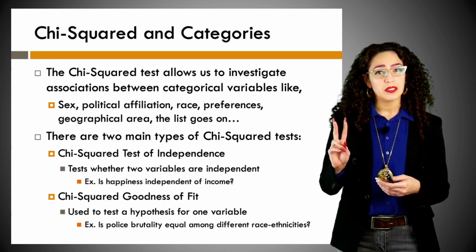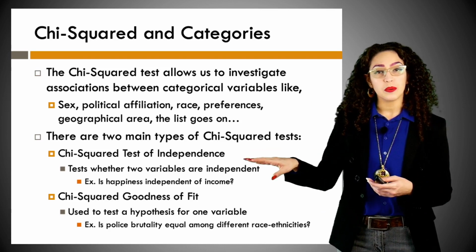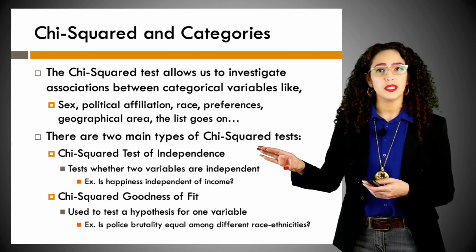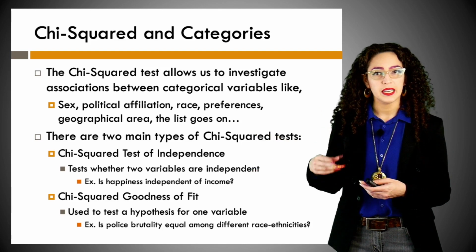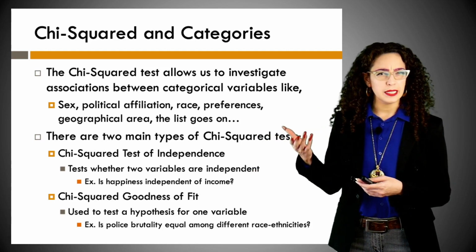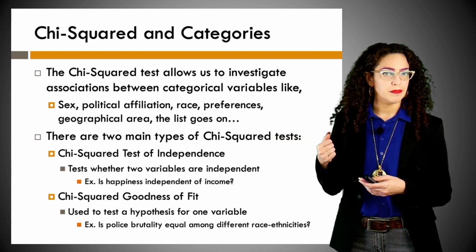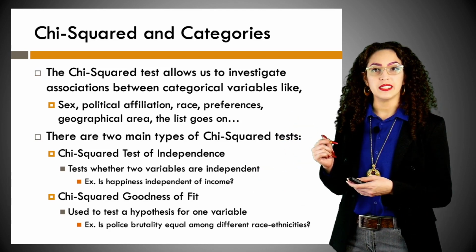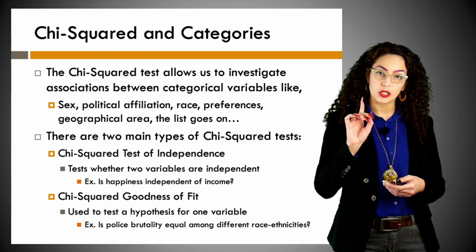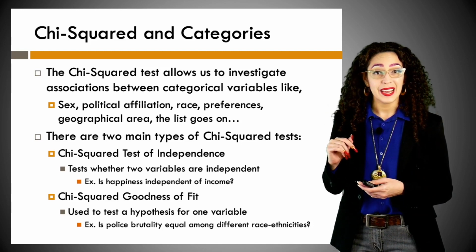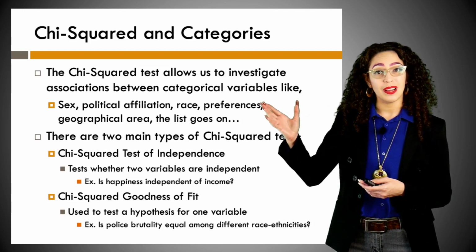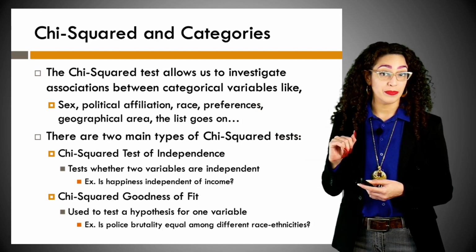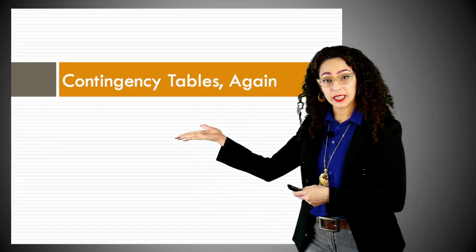There are two main types of chi-square tests. We have the chi-square test of independence, which is what we're going to focus on today. This is going to test whether two variables are independent. For example, is happiness independent of your income? What do you think? And there's also a chi-squared goodness of fit test. It's used to test a hypothesis for just one variable, such as, is police brutality equal among different races and ethnicities? A little deep on that one. What do you think?